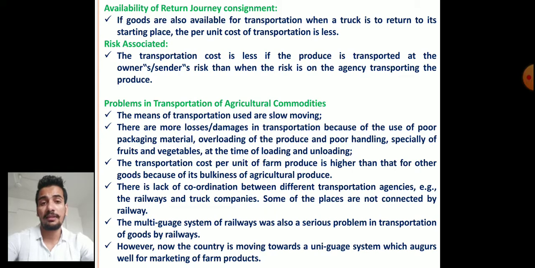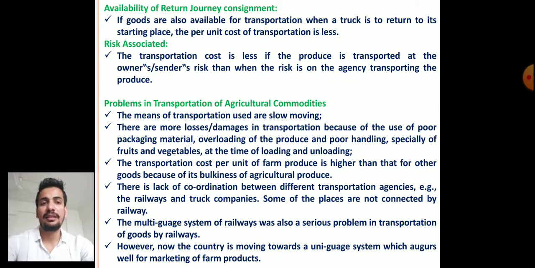There are more losses or damages in transportation because of the use of poor packaging material, overloading of the produce, and poor handling of the produce, especially of fruits and vegetables, at the time of loading and unloading. It is also a problem in transportation of agricultural commodities. The transportation cost per unit of farm produce is higher than that of other goods because of its bulkiness.